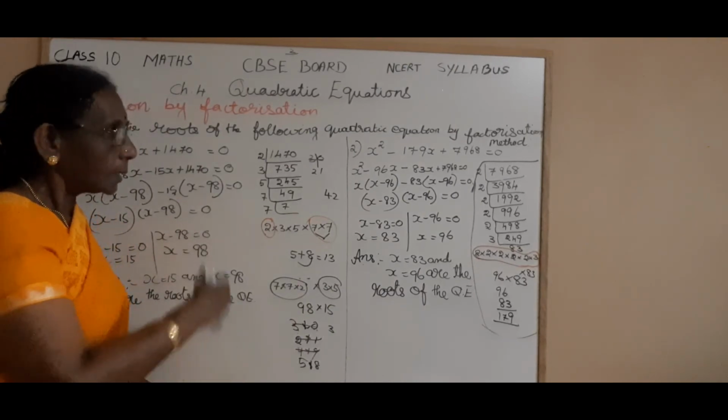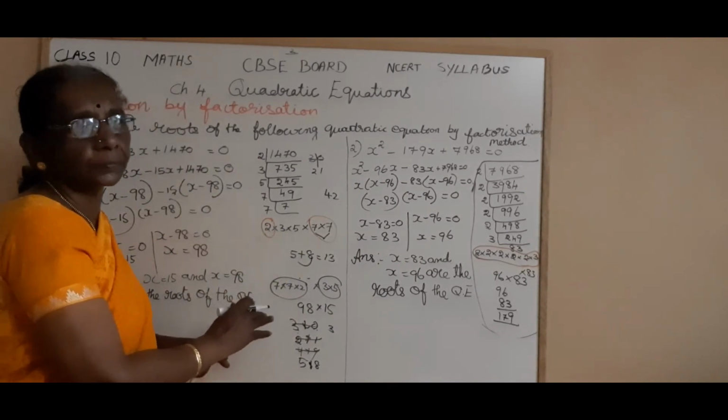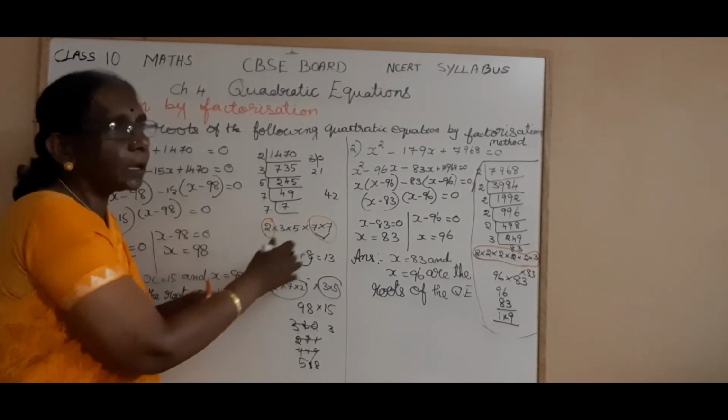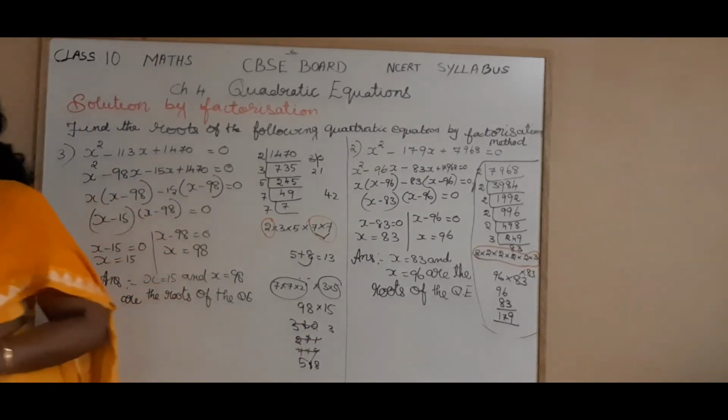How are you selecting? Sometimes you are getting very easily. Sometimes you have to do like this. You should group. So for grouping, you can follow this method. Okay. Now, next sum.